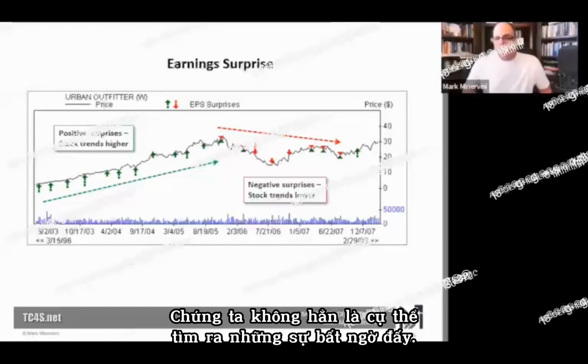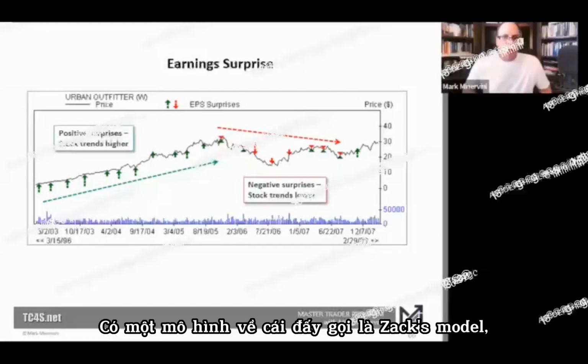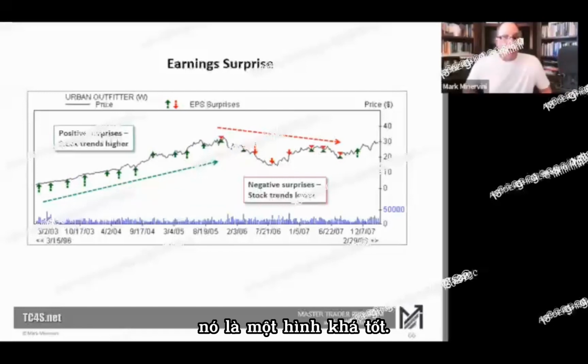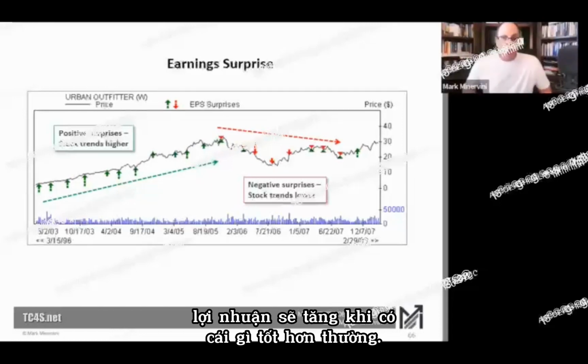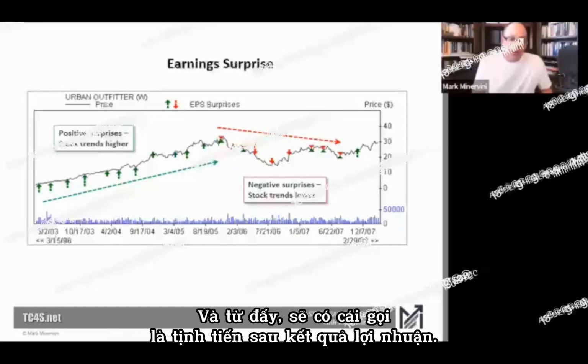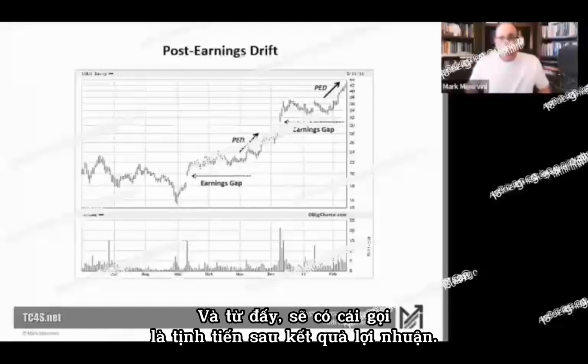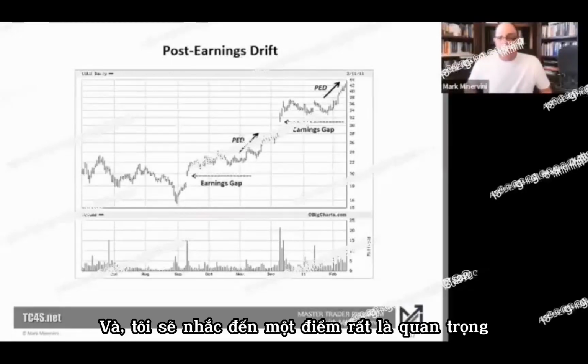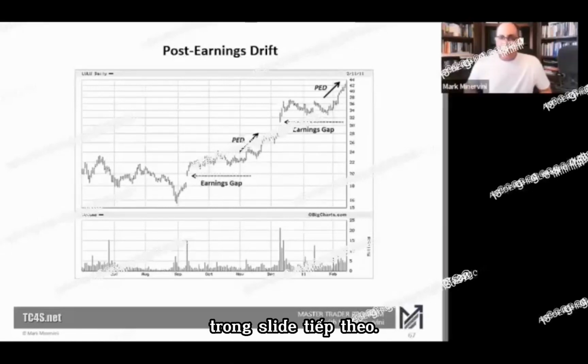Now, we don't look for earnings surprises necessarily. There has to be a number of earnings surprises, like a Zacks model or something, which is not a bad model. It's actually a very good concept of using earnings surprises as selection criteria. But like I said, you will be driven by earnings as something doing better than expected. And what this creates is what's called post-earnings drift. And again, I'm going to get to a really important point in just a minute here. I think the next slide, actually.